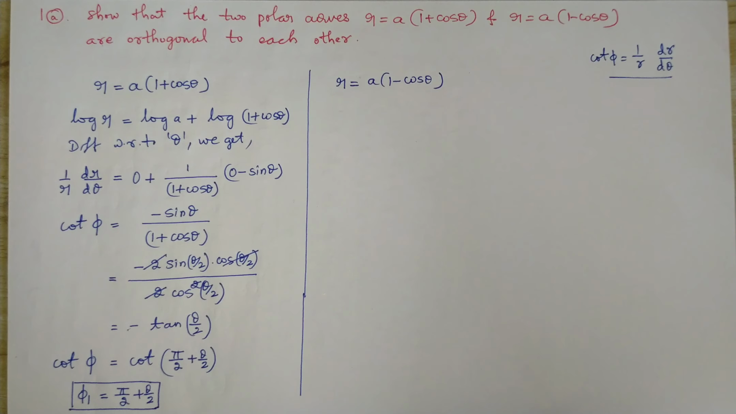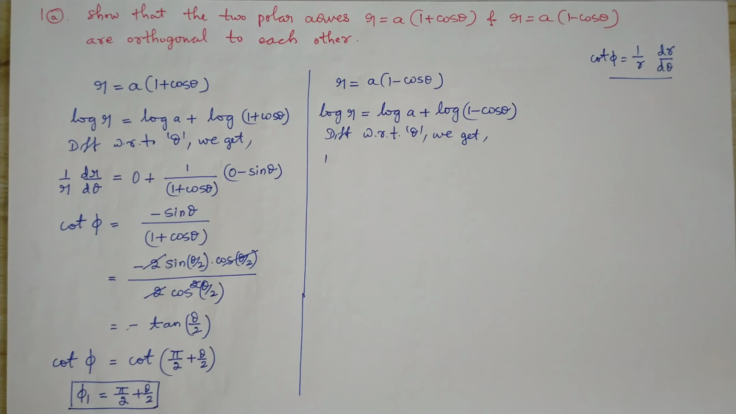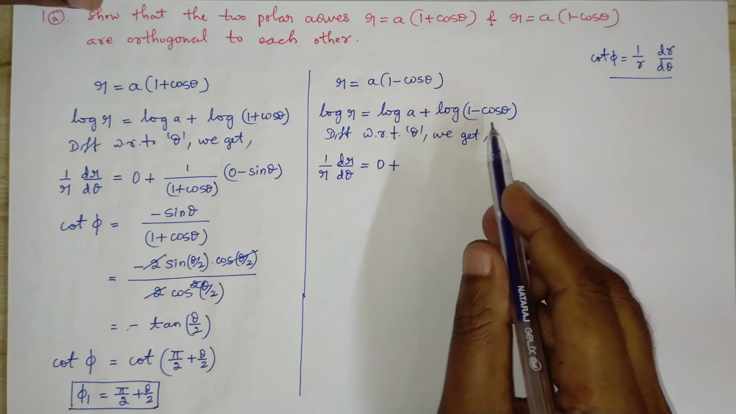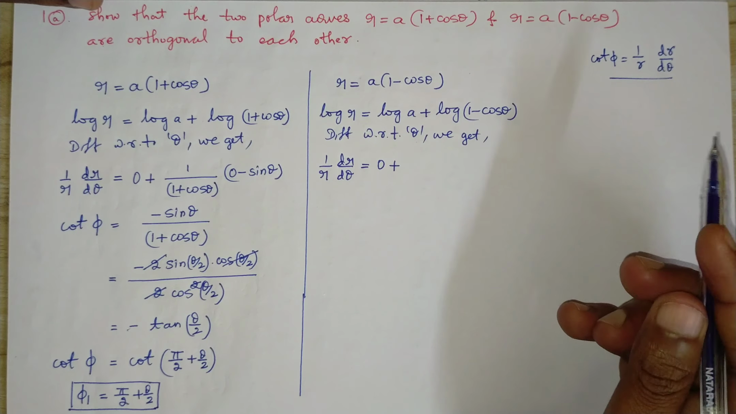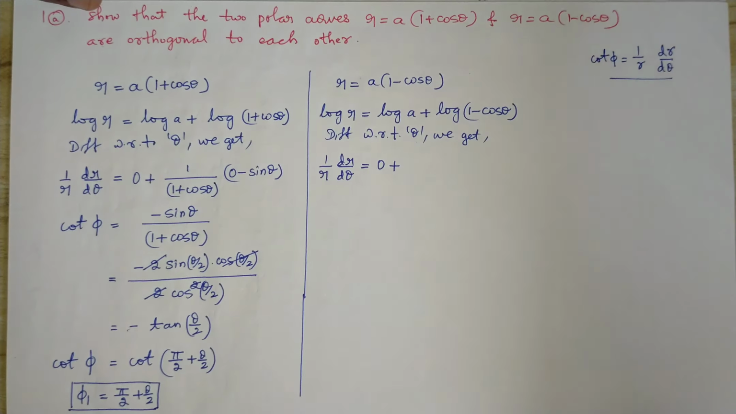Apply log on both sides. Differentiate with respect to theta. The differentiation of log r is 1 by r into dr by d theta. Differentiation of log a is 0. The differentiation of a log function is 1 by function into differentiation of function. Here the function is 1 minus cos theta. The differentiation of 1 is 0, minus the differentiation of cos theta, which is minus sin theta.